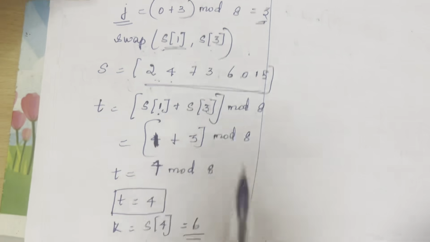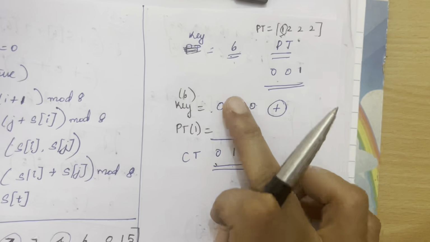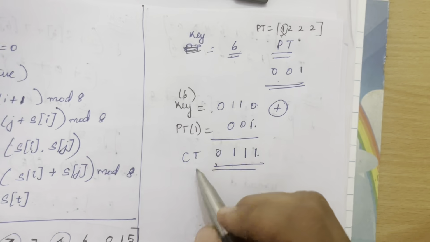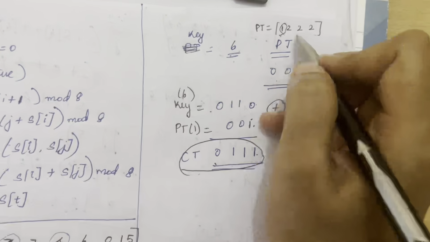So with key value 6, what is the plain text? The plain text we have got is 1 2 2 2. First we will take the first value, 1, and write it as 0 0 1. What is the binary value for 6? It is 1 1 0. So you have to XOR this bit by bit: 1 1 0 exclusive OR with 0 0 1. You will get 1 1 1. So the cipher text is 1 1 1 for the value 1.